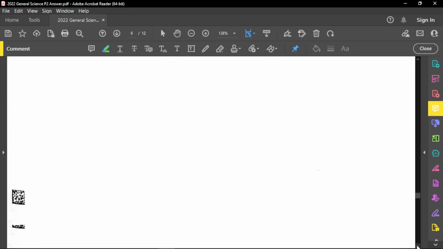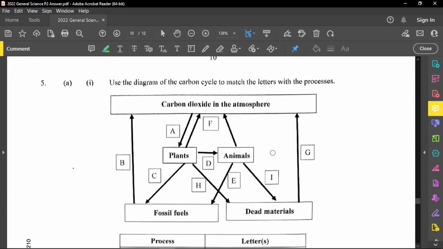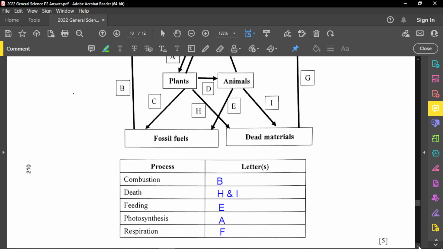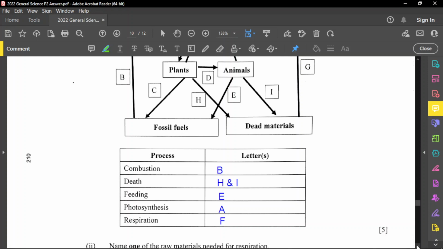All right, number five. Number five is to use a diagram of the carbon cycle to match the letters with the processes. We have a lot of processes going on right here, but you can look at them carefully and see what's happening. So again, I will ask you to pause right here, make notes of the diagram and the letters, all right, and then let's go back to the processes.